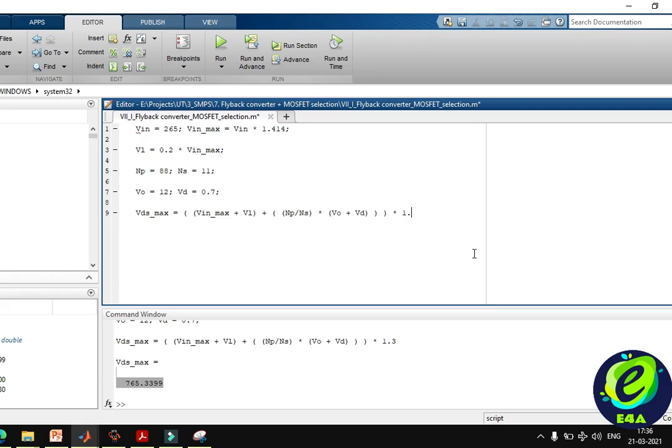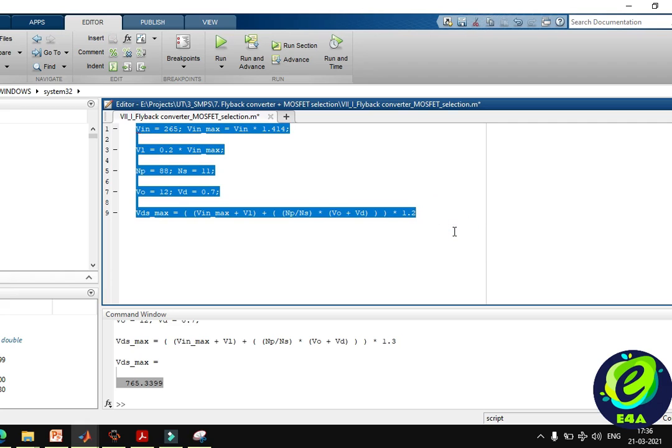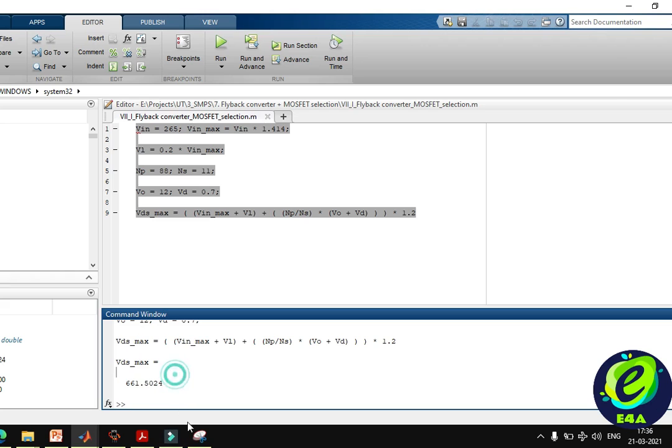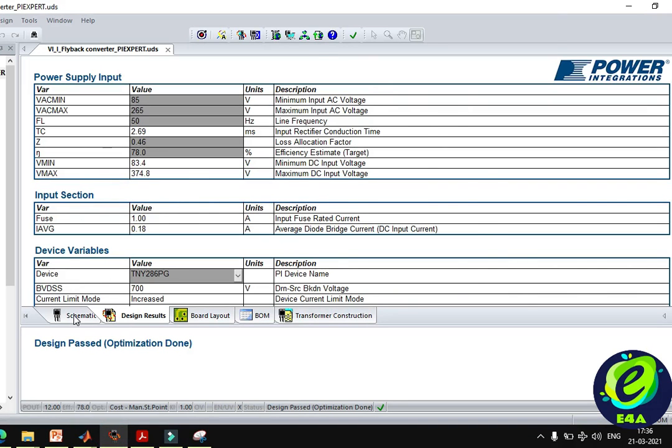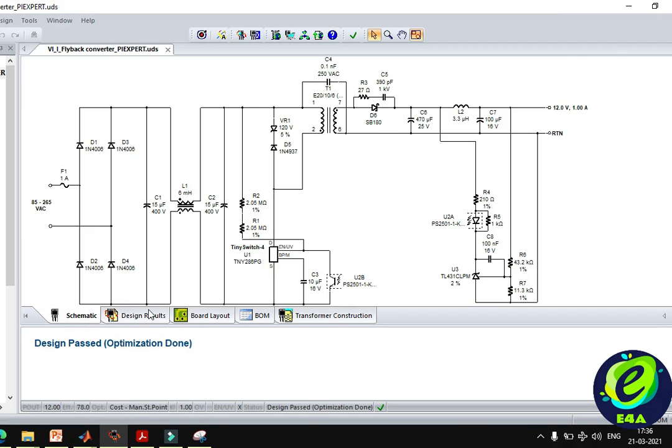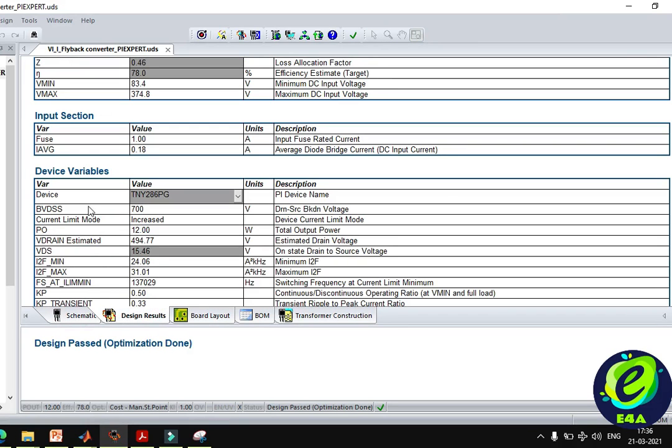If we keep 20% margin, then it comes out to be 660 volts. But it is insufficient. From the PI Expert design sheet, we can see that the maximum voltage that the internal MOSFET can withstand is 700 volts. So one needs to implement a snubber circuit to protect it from voltage stresses.